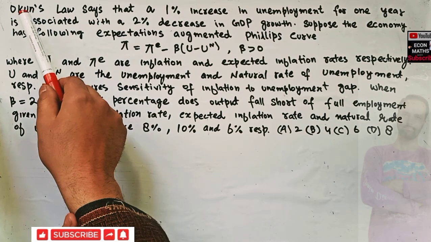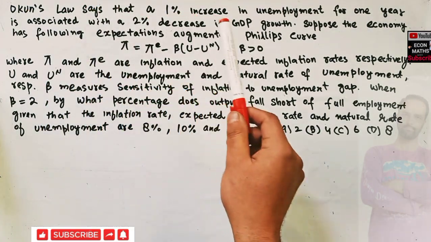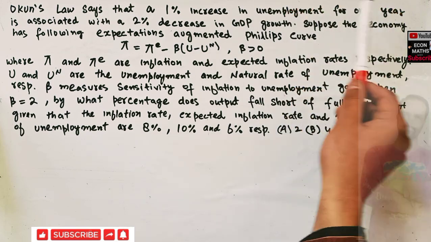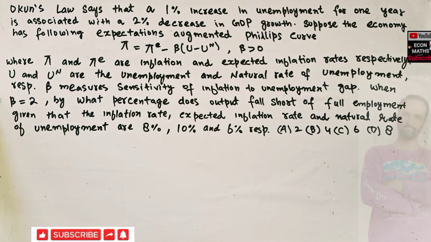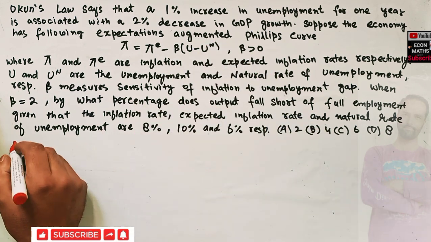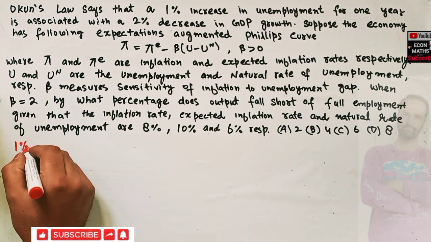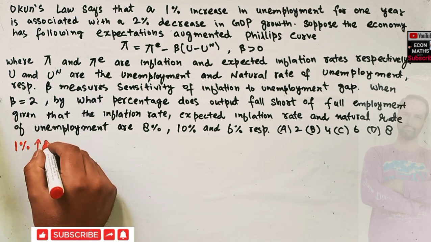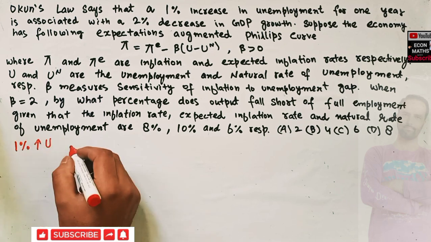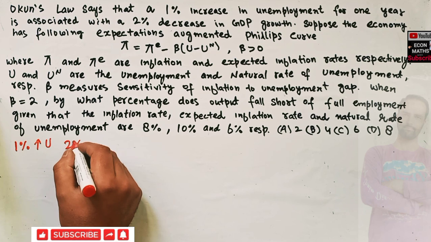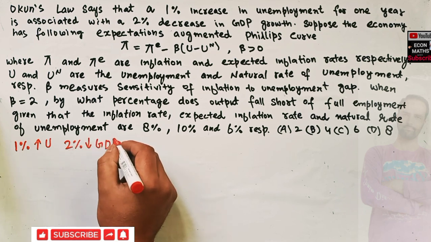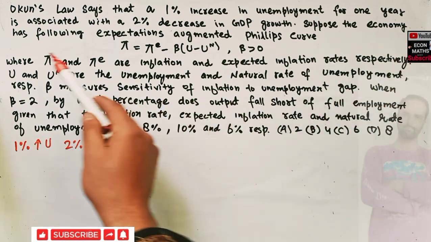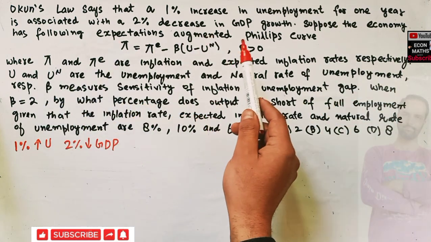Next question is: Okun's law states that a 1% increase in unemployment for 1 year is associated with a 2% decrease in GDP growth. Okay, so by Okun's law, if we have a 1% increase in unemployment rate, it leads to a 2% fall in GDP.